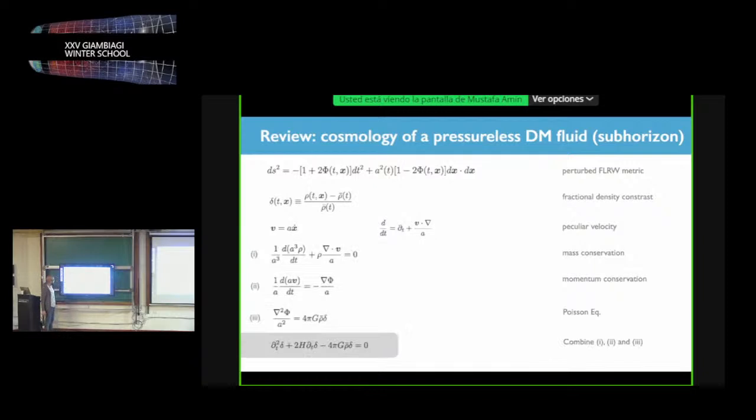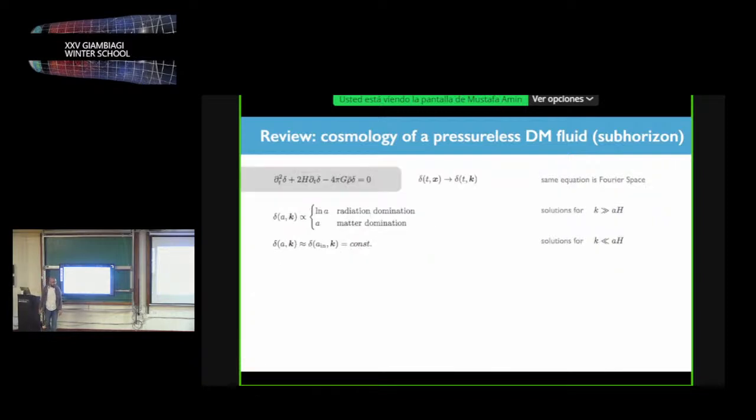Rogerio nicely told us that you can combine these three equations. If you combine these three equations, you get a very nice, simple equation for delta, the fractional density contrast, which is a nice second-order differential equation. It's simple enough that we can solve it. And when you solve it, some very elegant solutions come about.